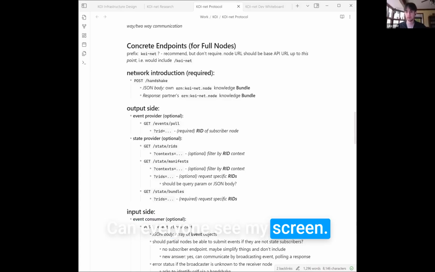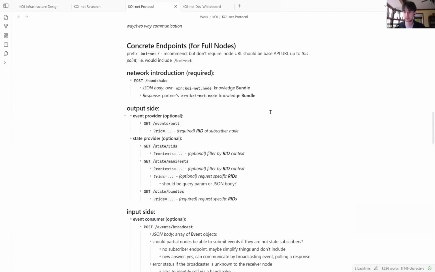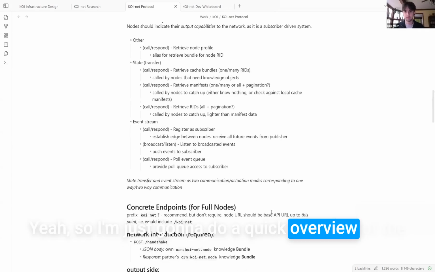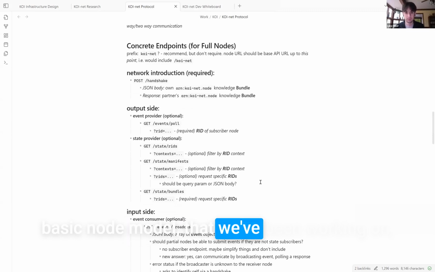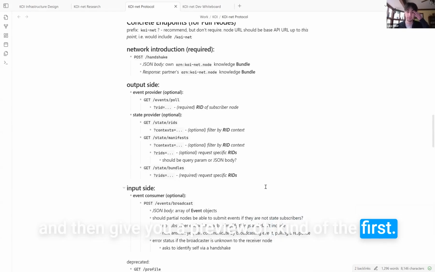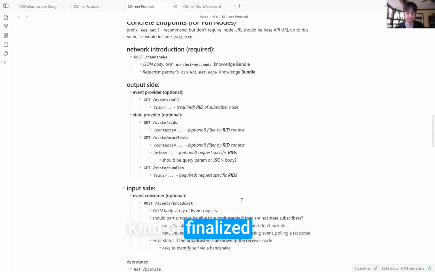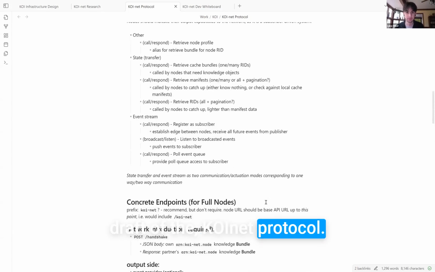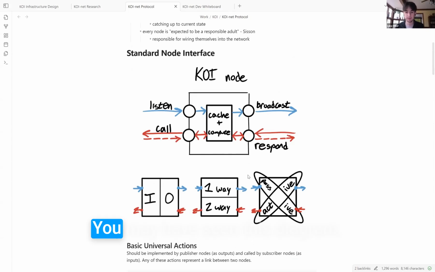I'll share my screen. Okay, cool. So I'm just going to do a quick overview of the basic node model that we've been working on, and then give you a preview of the first final draft of the CoiNet protocol. So that's where it starts. You might have seen this diagram. I sent this a month or two ago.